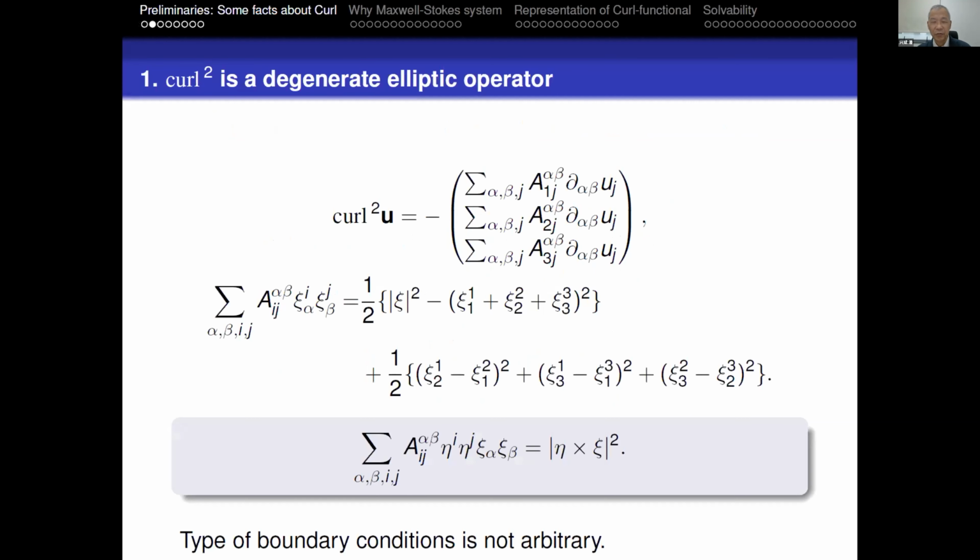In fact, if you write it in the standard form and calculate the characteristic form, you will see that the characteristic form vanishes everywhere. And then any equation involving the curl curl operator is a degenerate elliptic equation. So the type of boundary condition has to be posed according to the geometry of the domain and according to the structure of the equation. And that increases a lot of complexity.